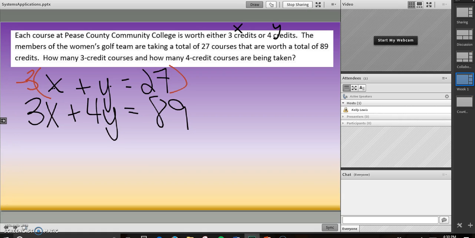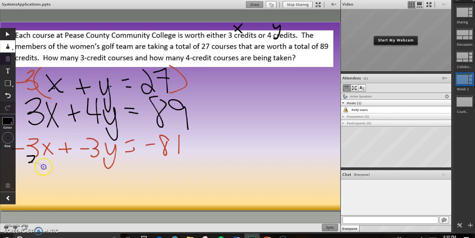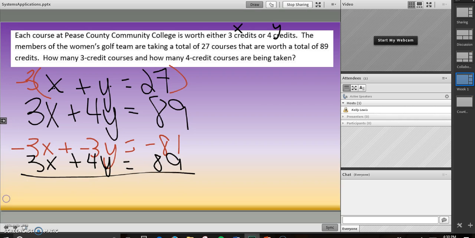All right, so what we get is -3x plus -3y equals, let's see, 27 times 3, -81. Then we get 3x plus 4y equals 89. Right? So we have the same number, 3 and -3, but they're opposite signs. So when we add them, they go away. And then -3y plus 4y is y, and -81 plus 89 is 8. So that means there are 8 courses of 4 credits.